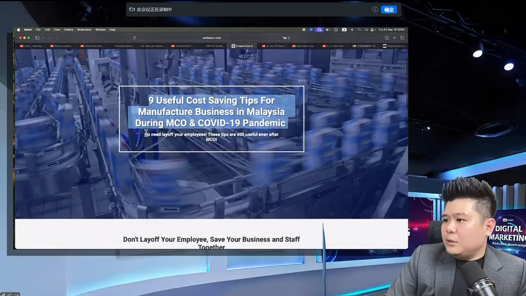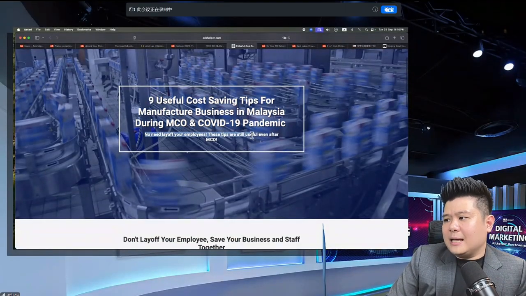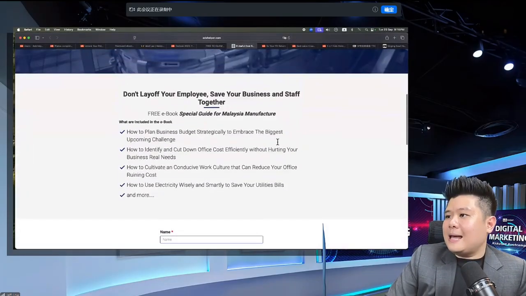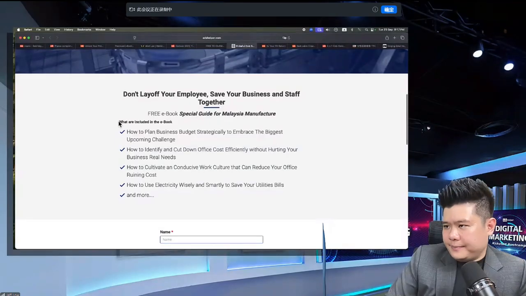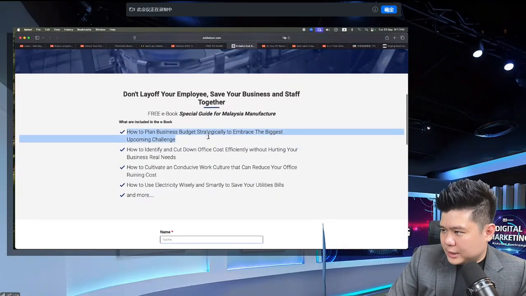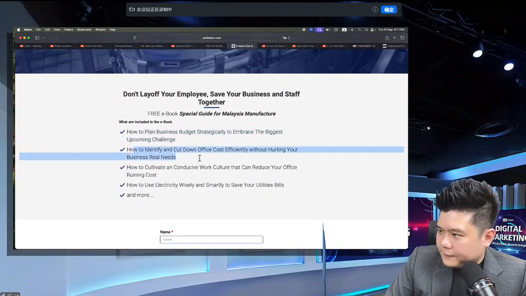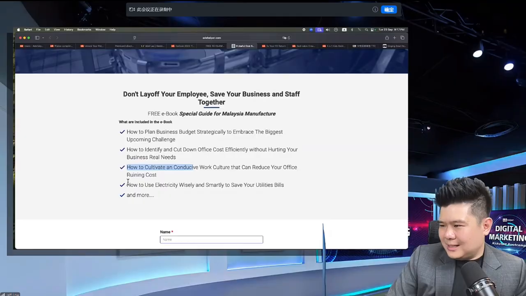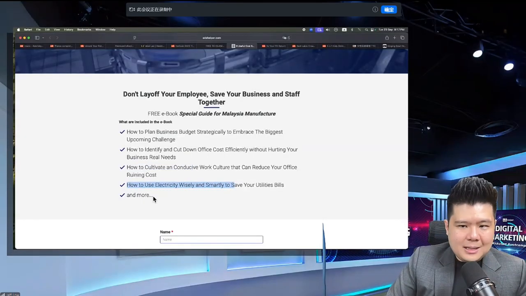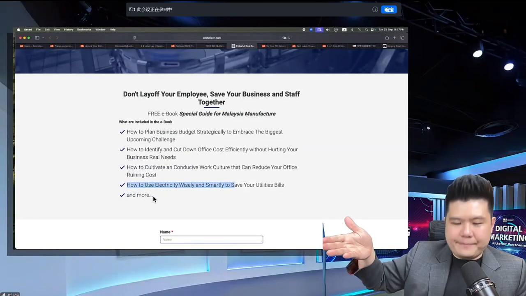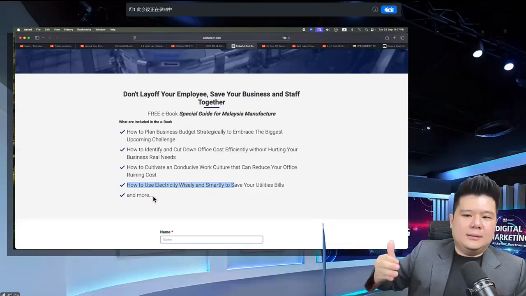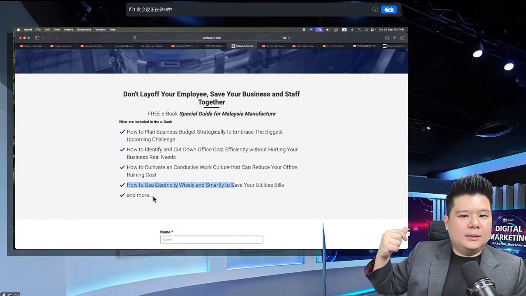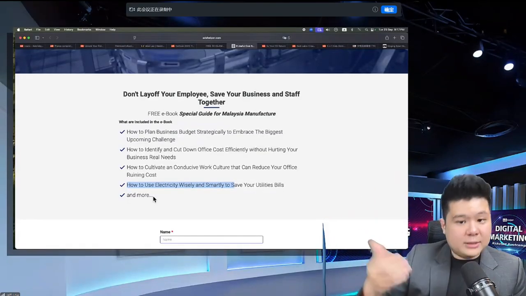No need to lay off your employees. These tips are even useful after MCO. And the details are here: how to plan business strategically, how to identify cutting down office costs, how to cultivate a culture, how to use electricity wisely, and more. And he even took it a step further. He put in where you can get loans, how you can get money to help your company go through this crisis.